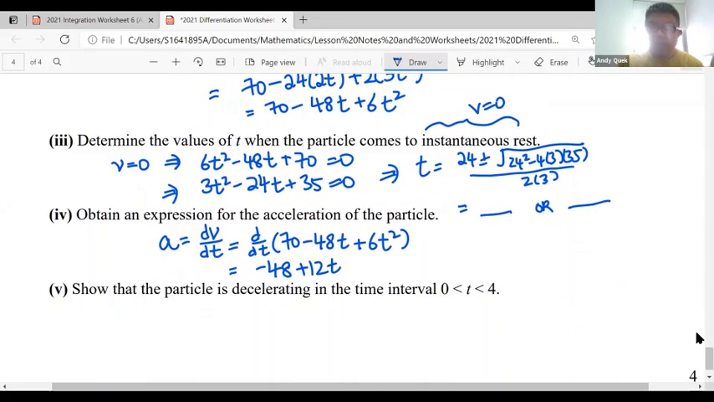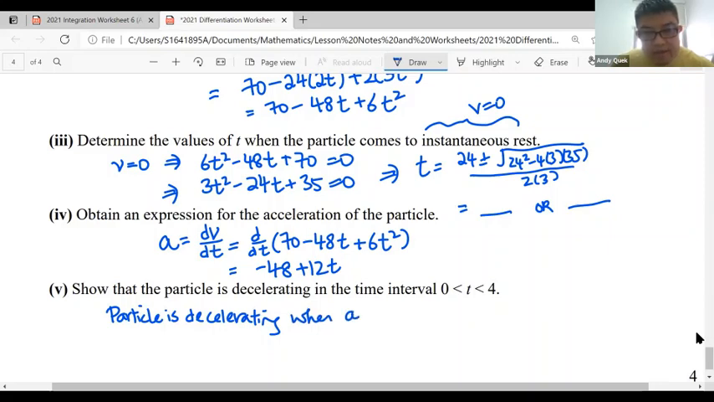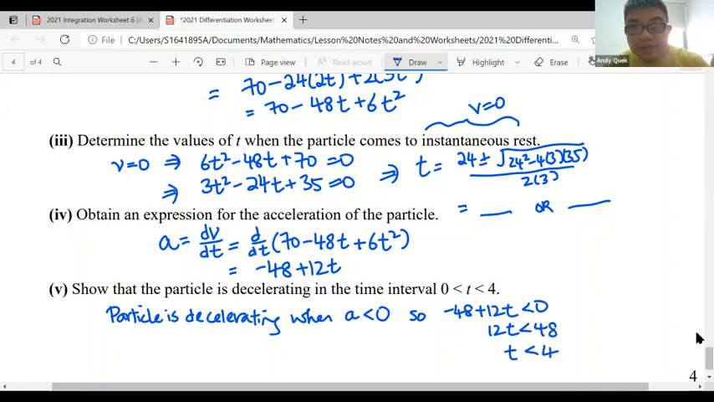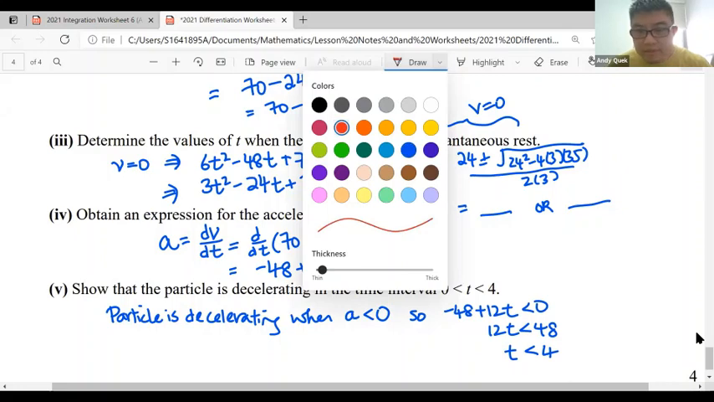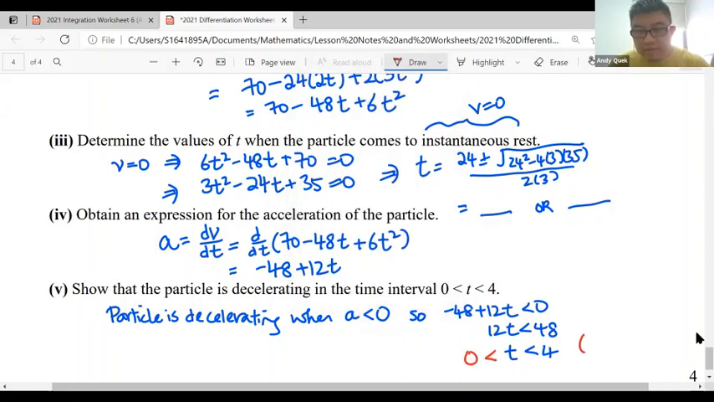And the next part, the last part, is linked to this. So when the particle is decelerating, when a is less than 0. So if this is less than 0, you will get this. And of course, because t is again time, t has to be greater than 0.